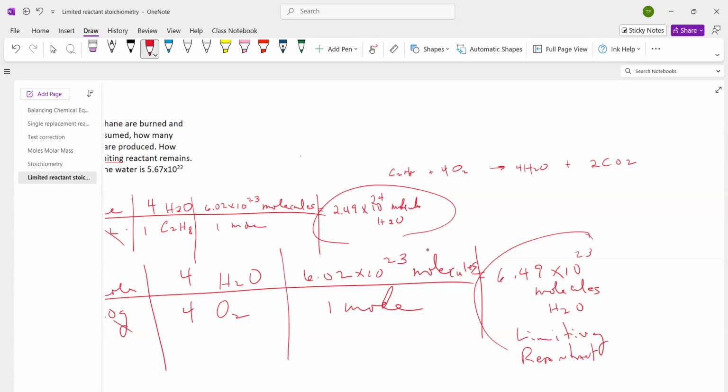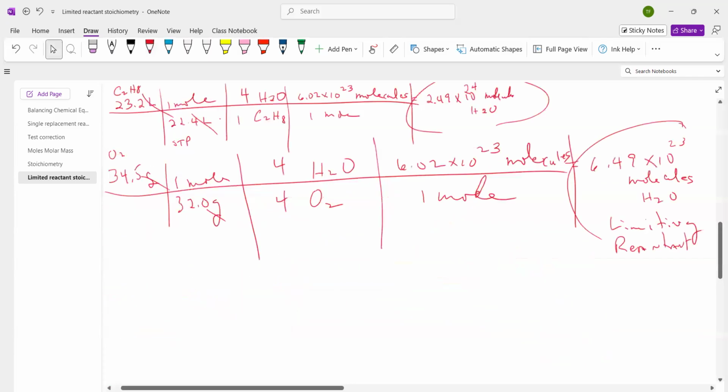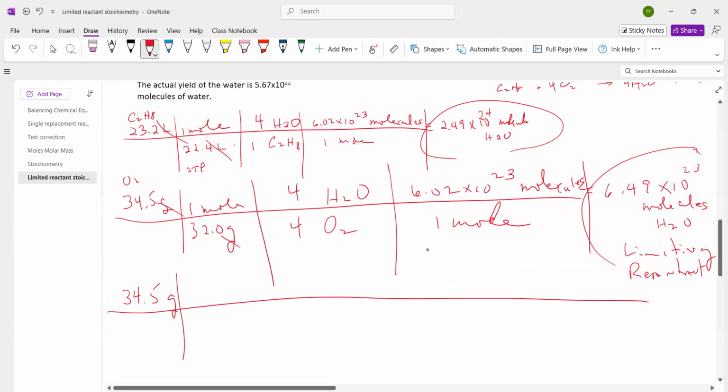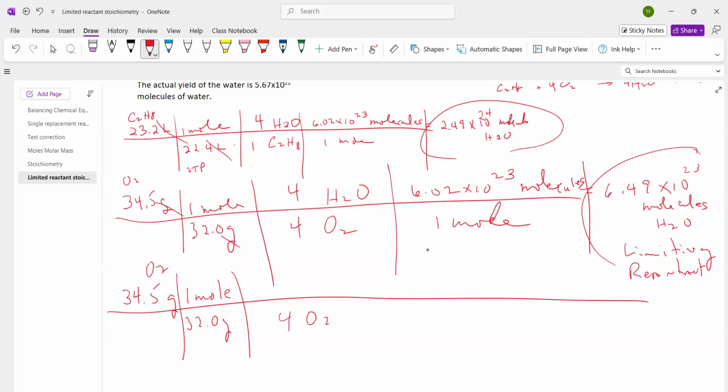Okay, so now we know oxygen again is the limiting reactant. So let's see how much ethane is used if we use 34.5 grams of oxygen. So we're going to start with the limiting reactant. It's going to be oxygen. So oxygen needs to be on the bottom here. In this case, we're looking at the ethane. And this will tell us how much of the ethane we used up.